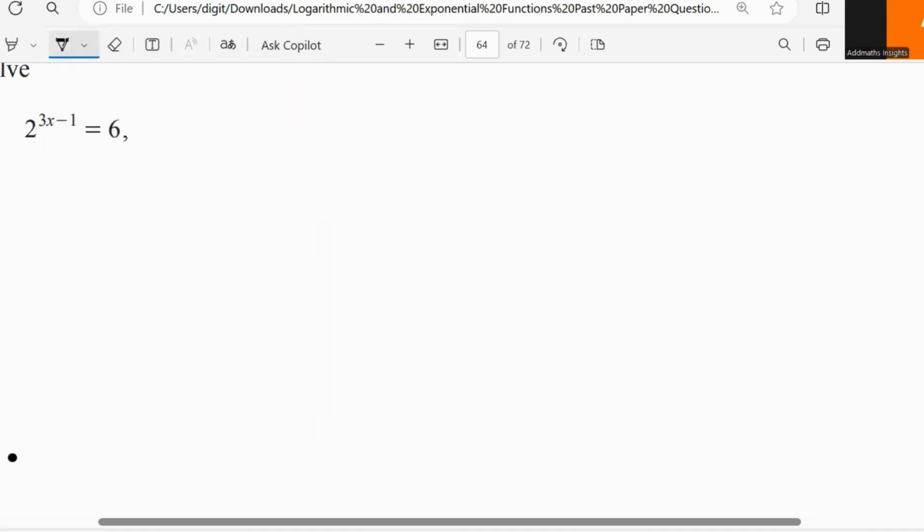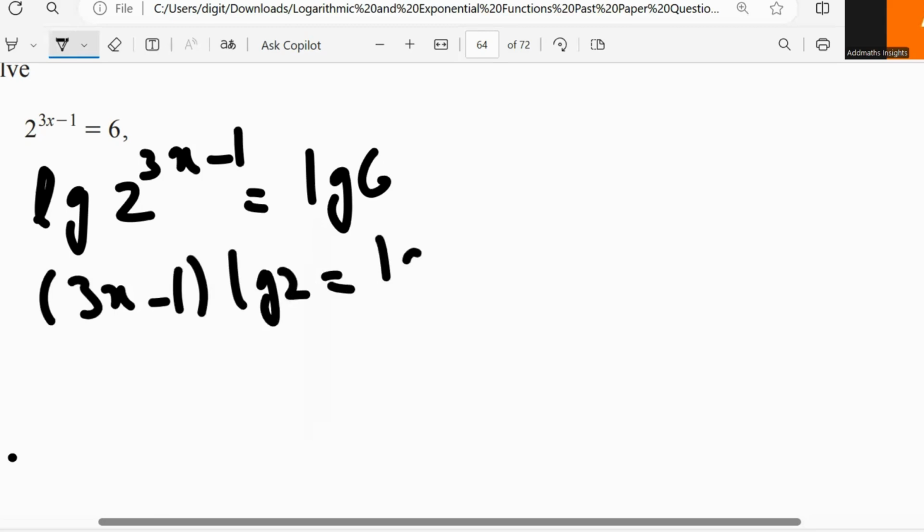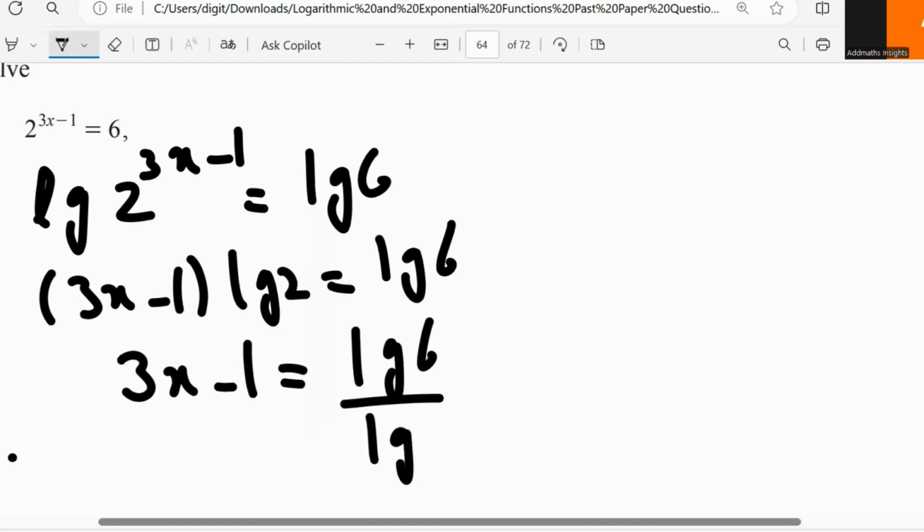You can write here 3x minus 1, LG means log with base 10, equals to LG6. We apply log on both sides, and then you can write 3x minus 1 LG2 is equals to LG6, and then 3x minus 1 is equals to LG6 over LG2. Now first you solve LG6 over LG2, and then you divide them, then plus 1.